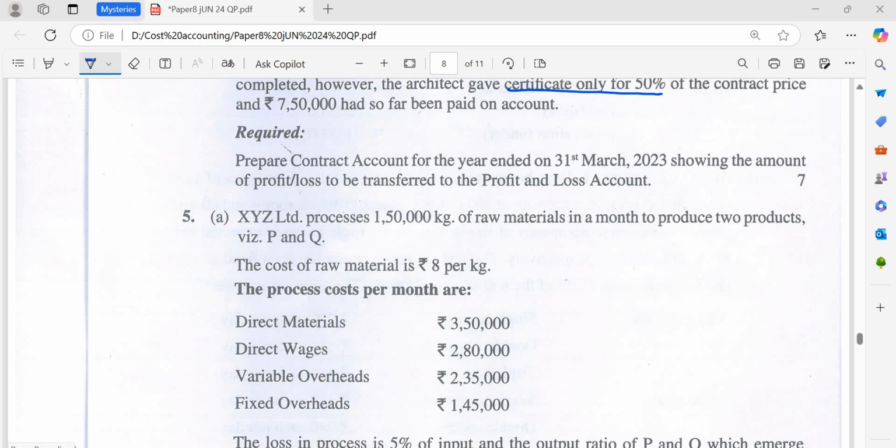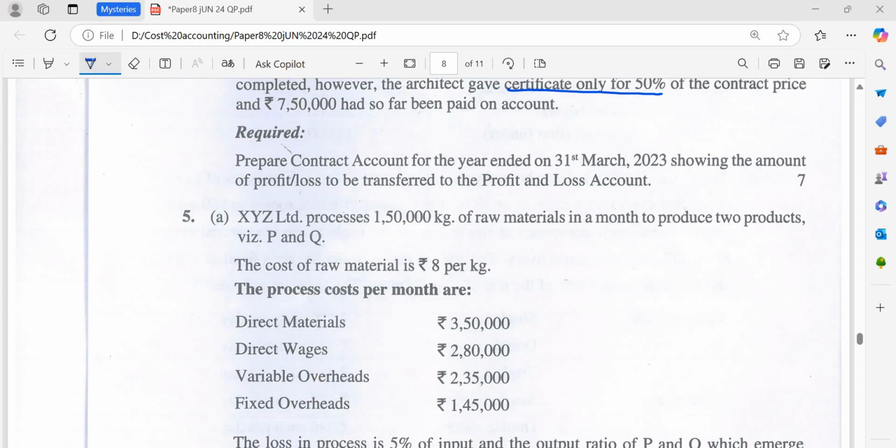So now we are going to see question number 5A. XYZ Limited processes 1,50,000 kgs of raw material in a month to produce two products, namely P and Q. So we are going to produce two products using the same kind of raw material. This is a problem relating to joint products and by-products.